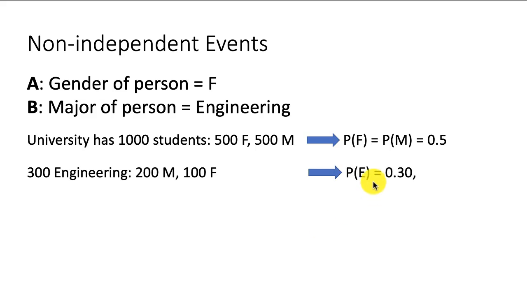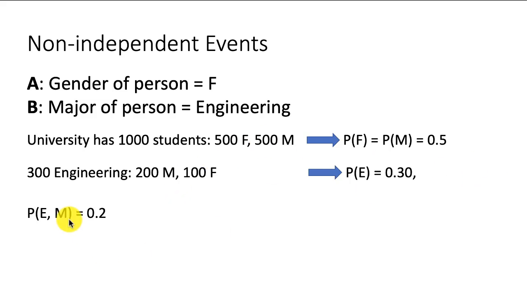So the probability of a randomly picked student being an engineering student is 0.3, because there are 300 out of 1,000 engineering students. And what is the probability of the selected person being both a male and an engineering major? The male engineering majors are 200 out of 1,000, so the probability is 0.2.